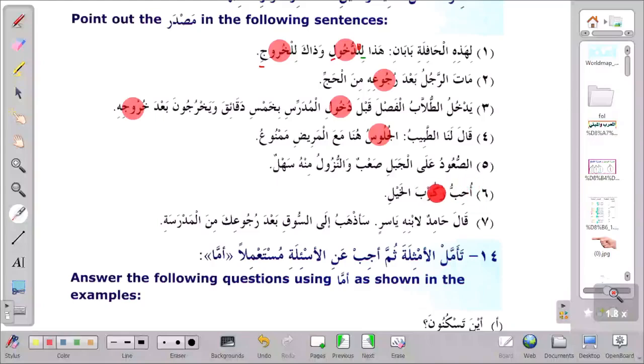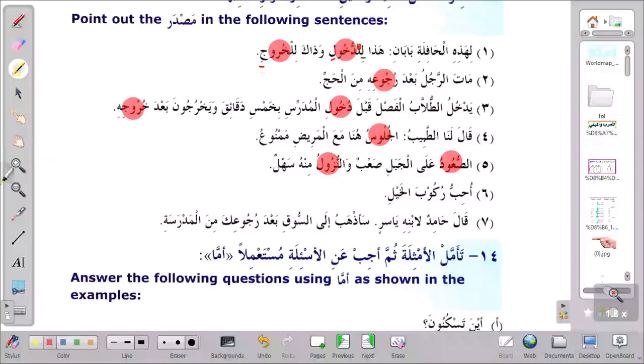Uhibbu rukub al-khayli. Uhibbu, I love rukub al-khayl, riding. Rukub is riding. Rakaba, he rode. Rukub, riding. Khayl is the horse. It's just another name for horse. Now let me point out in the previous example, we didn't point it out. This is the masdar, right? This is the masdar. Su'ud, climbing. Nuzul is descending.